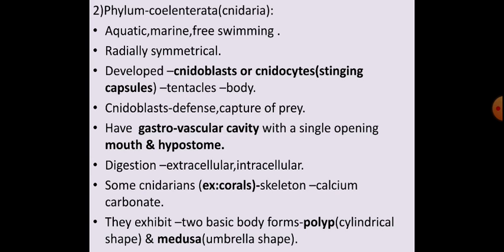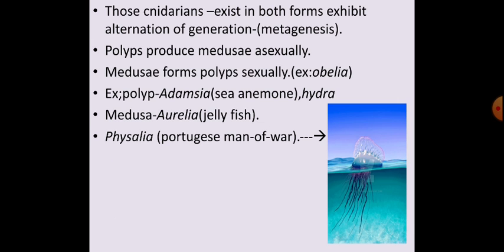Then, Cnidaria is developed from cnidoblasts or cnidocytes. That means stinging capsules. Stinging capsules are present on the tentacles of the body.